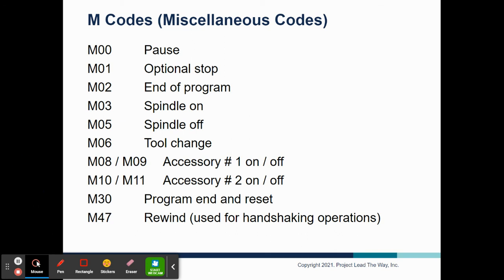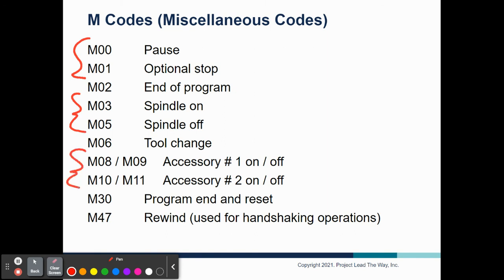Here's some more miscellaneous codes. So M00 is your pause. M01 is an optional stop. So these two kind of stick together. And then these two will stick together. These two will stick together. And then this one is by itself and this one's by itself.